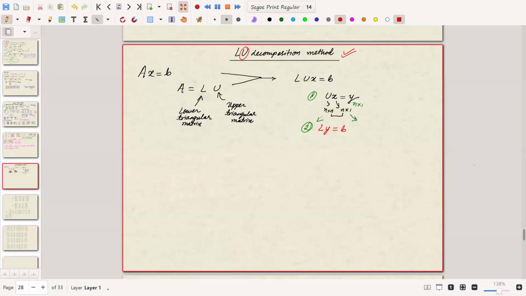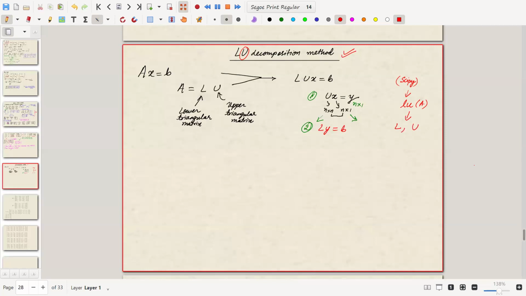Python also has a package for this, a function LU. So import SciPy, and in that I will show you, just use LU of A. If you just type LU of A, then it will give you the lower triangular and the upper triangular matrix for A.